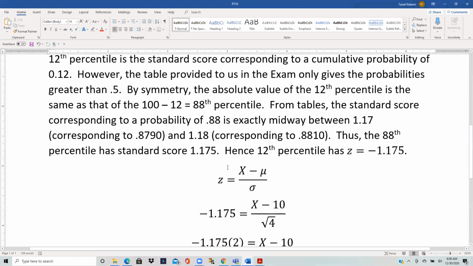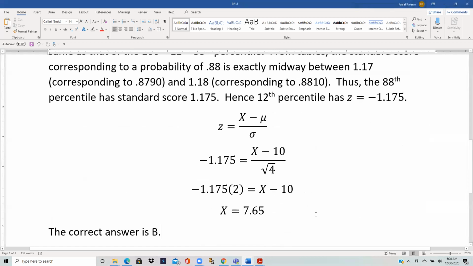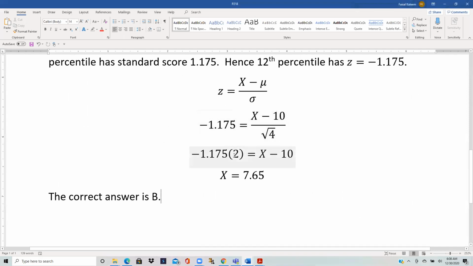And we use our basic formula. z is equal to x minus mean over standard deviation. z is negative 1.175. Mean was given to be 10. And variance was given to be 4. So standard deviation will be the square root of 4. Square root of 4 is 2. So that gets multiplied here. And when you add the 10 to both sides, you get 7.65. That was choice B.